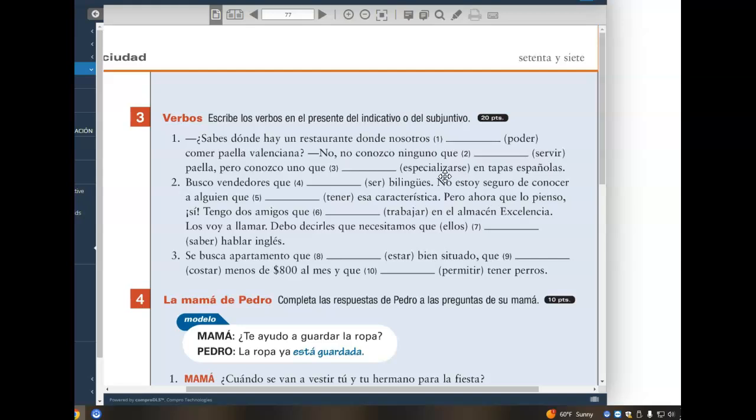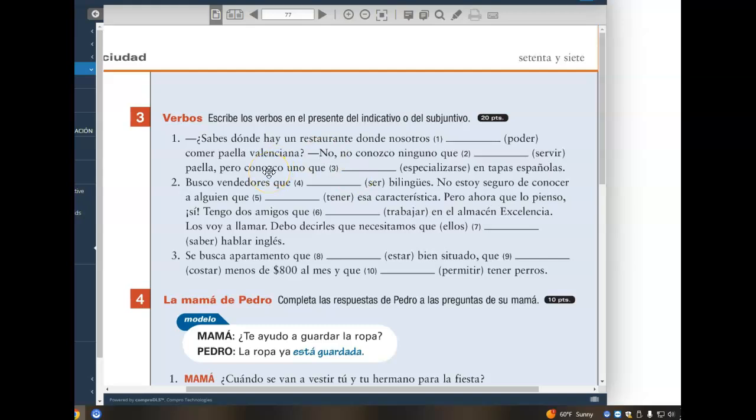All right, part 2 of section 3. Busco vendedores que sean bilingües. Sean, subjunctive, because of the verb buscar, to look for. Not sure if they exist or not. Kind of like what you used the subjunctive when you were talking about your ideal boyfriend or girlfriend.